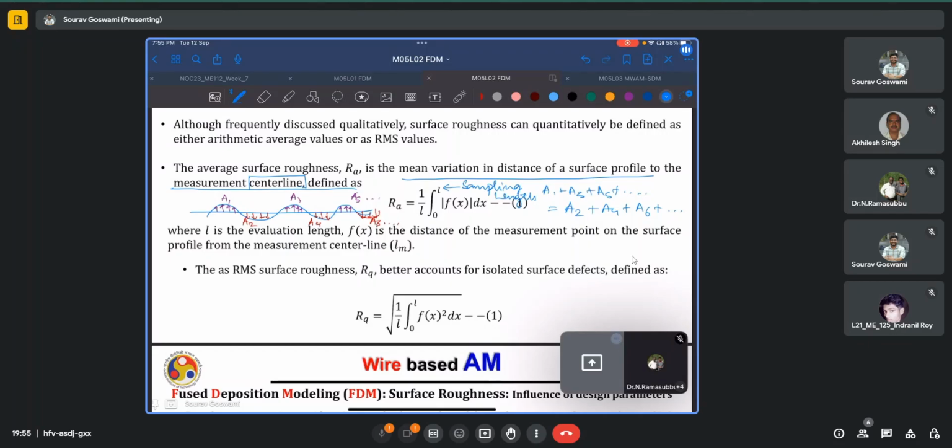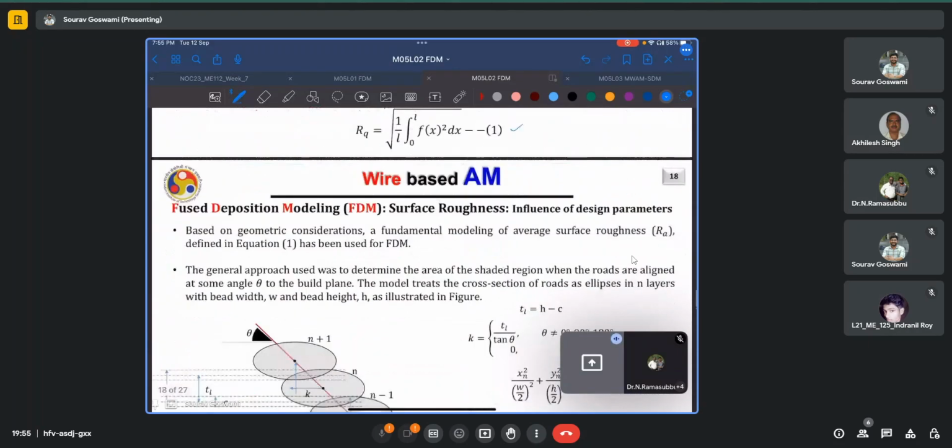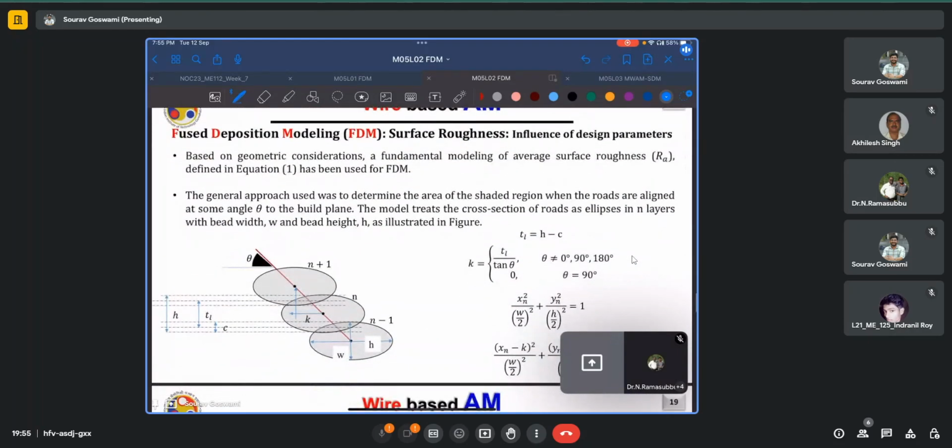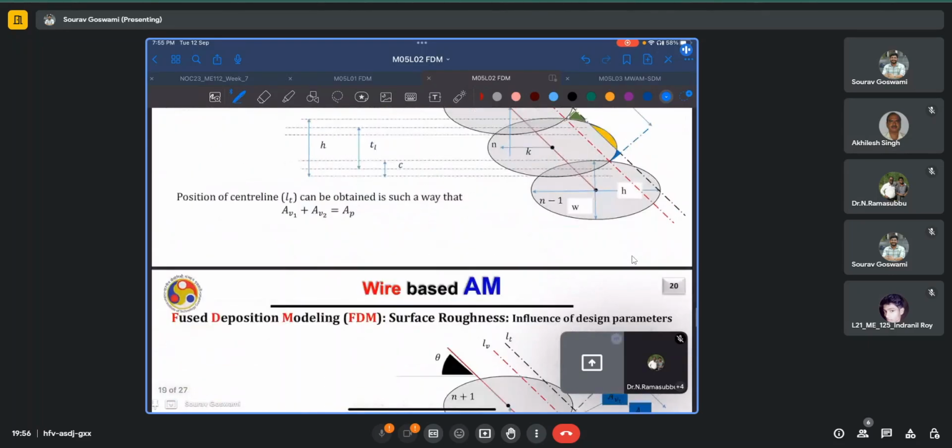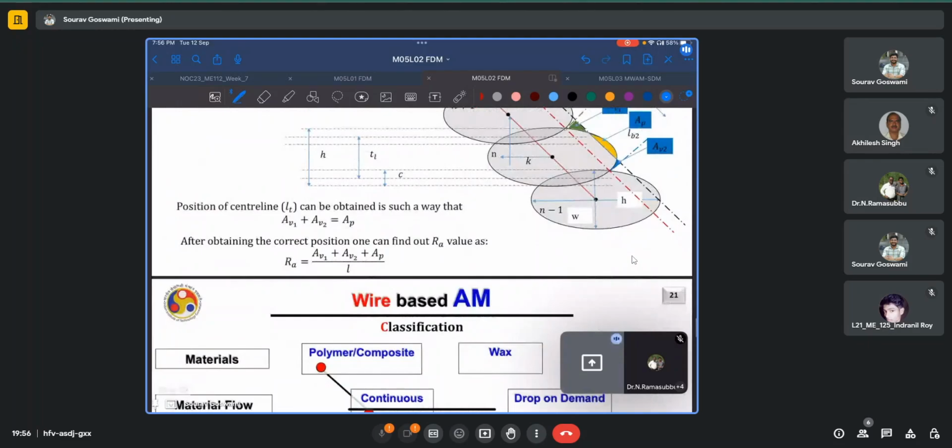Another metric, another quantification of surface roughness, is in the form of the root mean square surface roughness. It has the advantage that it better accounts for some isolated surface defects as it is defined here. Again, based on these geometric considerations, modeling of the surface roughness has also been done by assuming an elliptical cross section for the deposited bead and necessary dilution between two beads deposited on top of each other. I'm not touching on the derivation, and these results can be readily used.